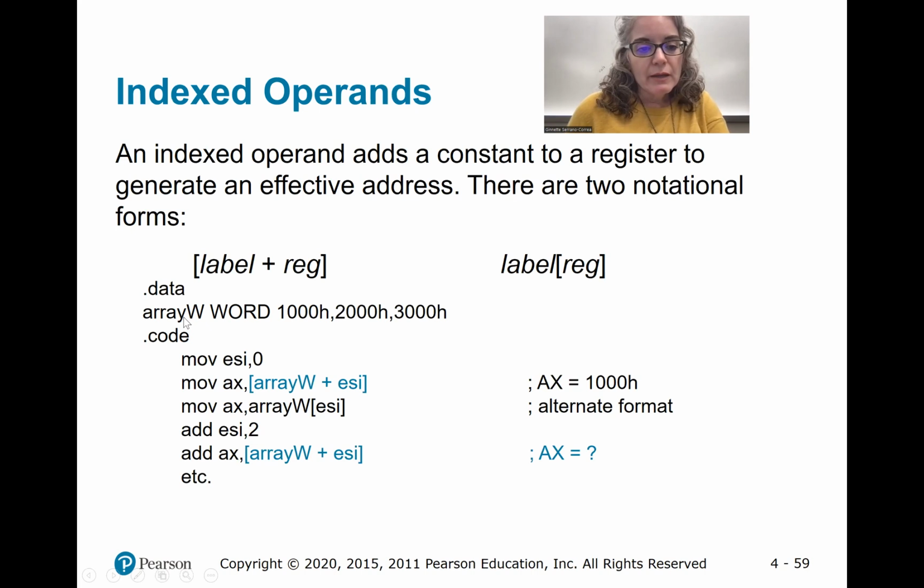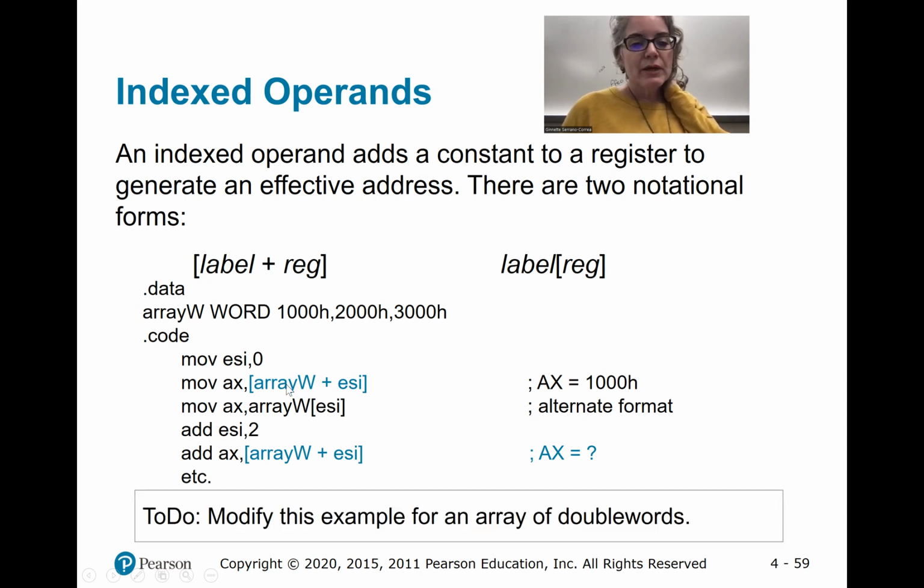So here we have arrayW. It has 1, 2, 3 elements, same array we had earlier. We moved 0 into ESI, and now we're adding 0 to the name of the array. So when you add 0 to the name of the array, you're adding 0 to the address. arrayW contains the address of where 1000h lives. That's all it contains. It doesn't have the address of where 2000 lives, and it doesn't have the address where 3000 lives. It just has the address where 1000 hexadecimal lives. So 0 plus that points to this location right here.